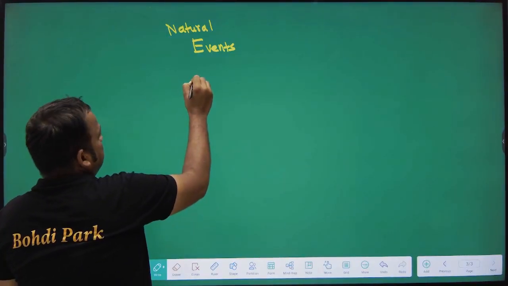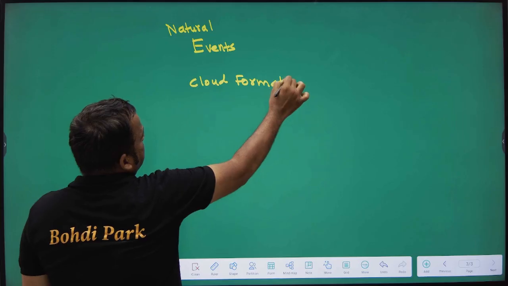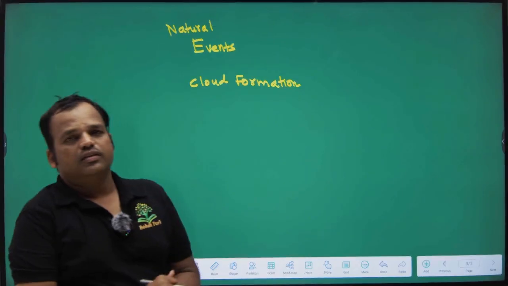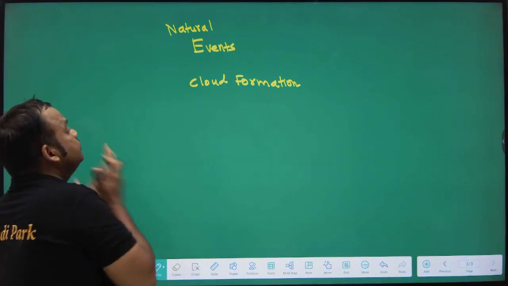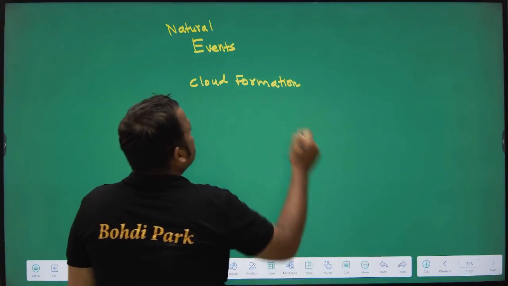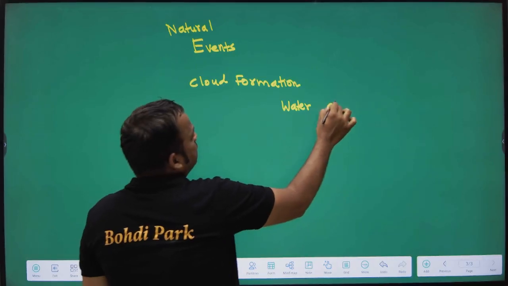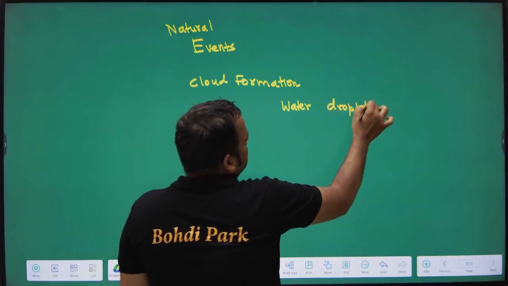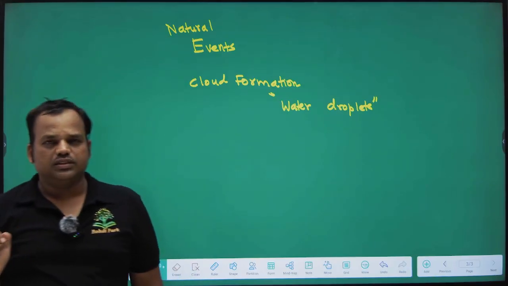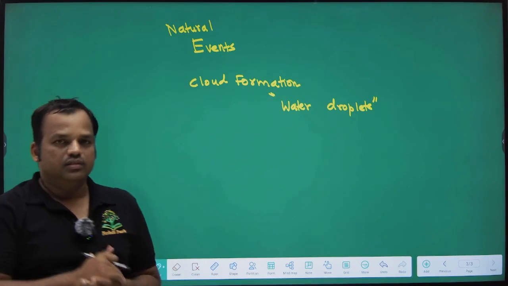Let's talk about cloud formation. If you go out of your house, you see the clouds are forming, right? So clouds are basically water droplets. Very small water droplets are there. So water droplets are in motion.